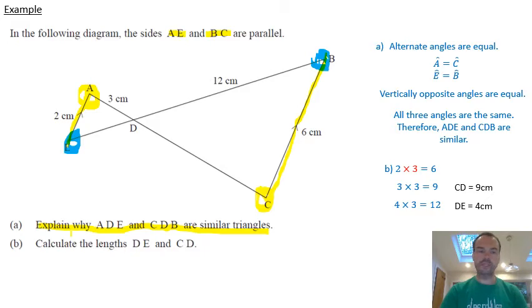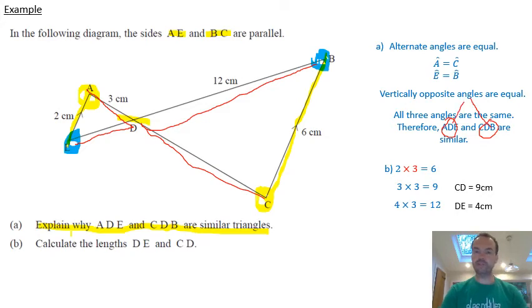And then finally, look at the angles either side here, so let's draw those in. Angle A D E and angle C B D are, so we should have put that there, those two angles there are the vertically opposite ones. They're the same. All three angles are the same. Therefore, the triangles are similar.